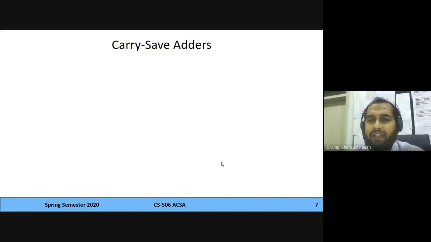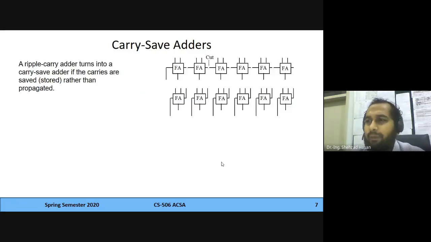Then we have the last of adders here, and this is actually not an adder, but it's kind of an adder. It's not a complete adder, in other words. We call it a carry save adder. Now, what happens is this is your ripple carry chain. Now, if you cut that chain, and instead of propagating it to the next level, if you cut all of these chains, and instead of these carry outs going to the carry inputs of the next full adder, you save them, then it's called a carry save adder.